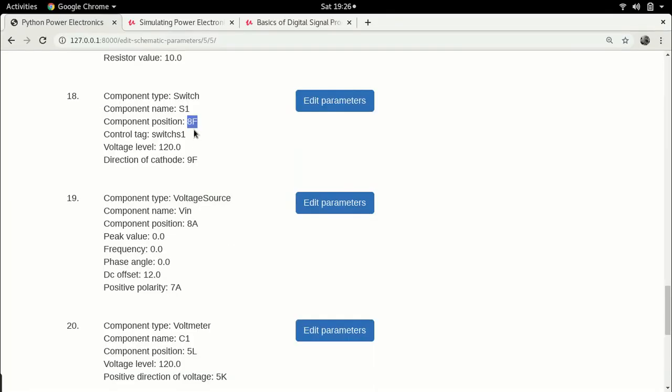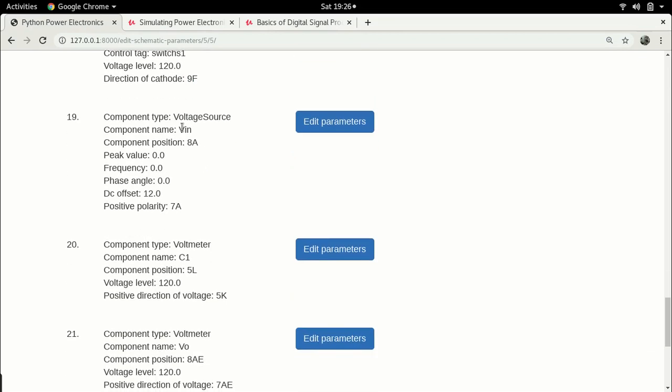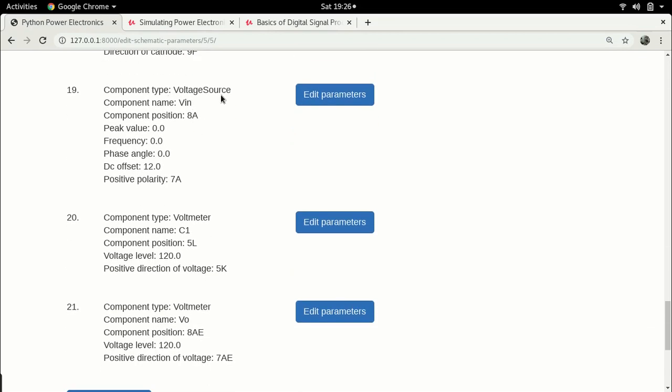So let's go have a look. This is at 8F, the direction of cathode is 9F. That's perfectly okay, so this can stay as it is. The voltage source can also be the same because it's just a simple 12 volt battery that we are looking at, and the positive polarity is upwards with respect to the component. The component is at 8A, the positive polarity is 7A.